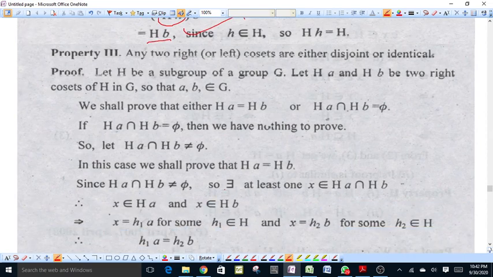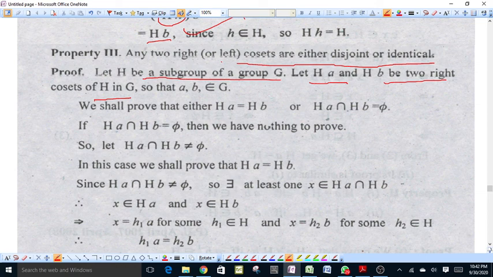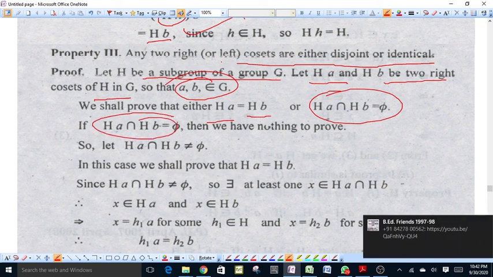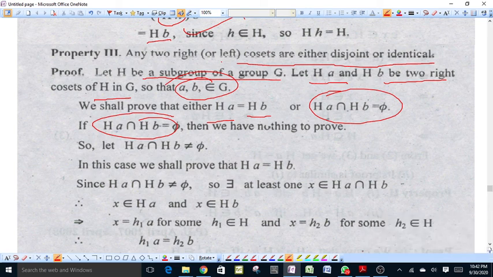Next property, third property: any two right or left cosets are either disjoint or identical. Let H be a subgroup of group G and Ha and Hb be two right cosets of H in G, so that a, b belong to G. Now we shall prove that either Ha is equal to Hb or their intersection is equal to phi. If their intersection is phi, then there is nothing to prove, because we have to prove that either cosets are disjoint or identical.